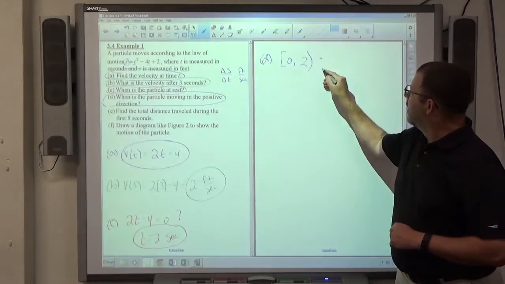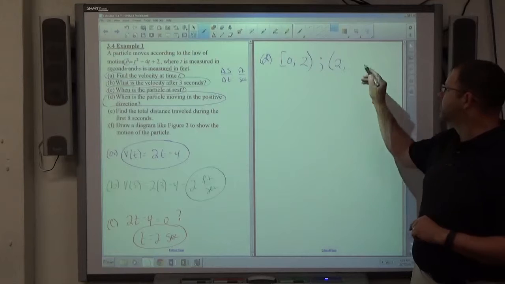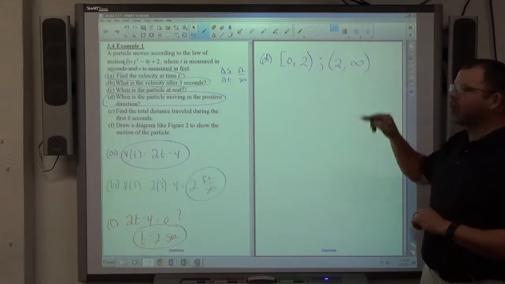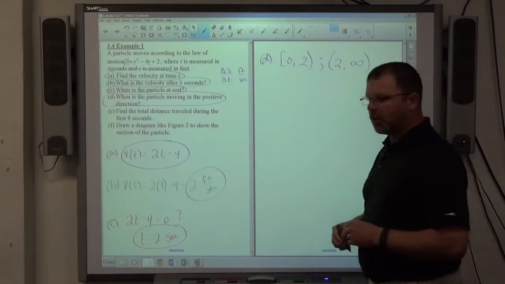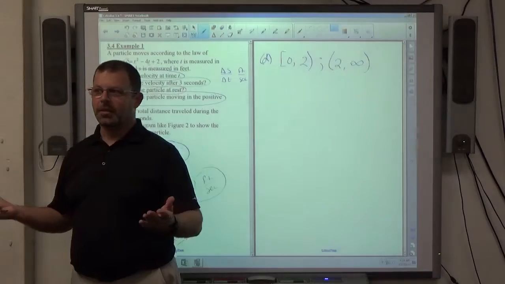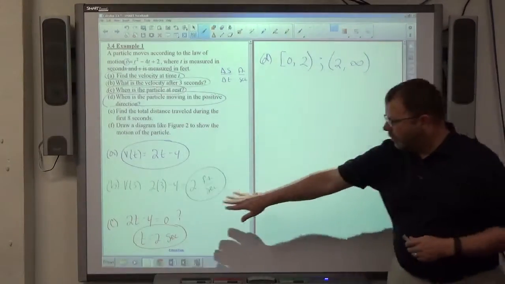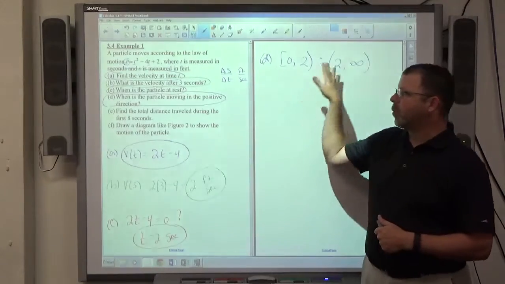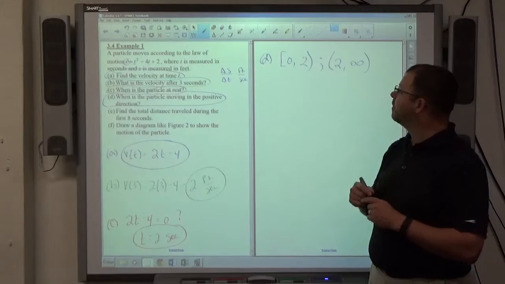And then at 2, it has the ability to go a different direction, but it doesn't have to. It doesn't stop anymore, so it's going to go all the way to infinity. So again, the particle could go for a little while, stop, and then keep going the same way. That's a possibility. So it doesn't have to change direction, but it's allowed to. Okay, so we have to answer this question C before we can worry about positive or negative direction. We have to know when it stops, so we know when direction change can happen.